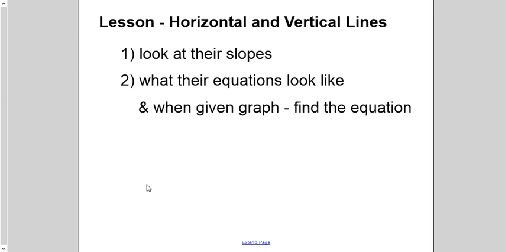We're going to take a look at the very last lesson we have for the unit. We're going to take a look at horizontal and vertical lines. We need to take a look at what their slopes are, so that way when you're calculating a slope you know if it's a horizontal or vertical line instantly just from the slope.